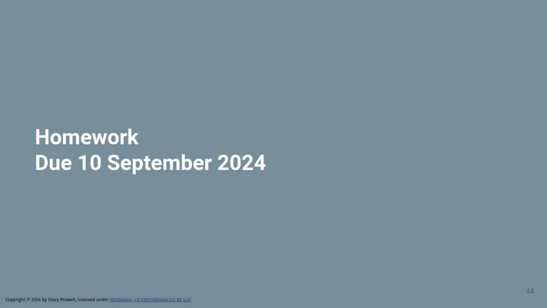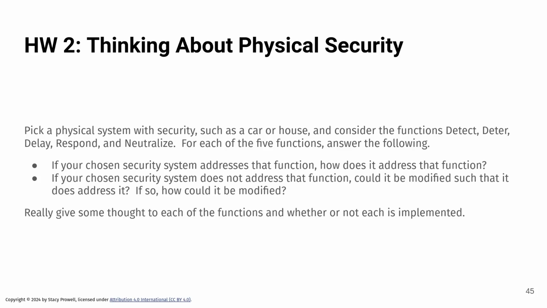All right. This homework is due the 10th of September, and I want you to think about a physical system and its security. So pick a system. I don't necessarily care what it is. Don't pick anything too hellishly complex, but pick a car or a house, those kinds of things that have sort of familiar security systems associated with them, or whatever you like. And just consider the functions detect, deter, delay, respond, and neutralize for that system.